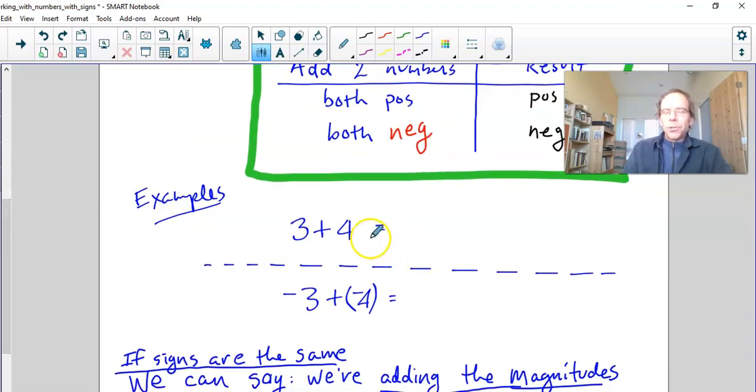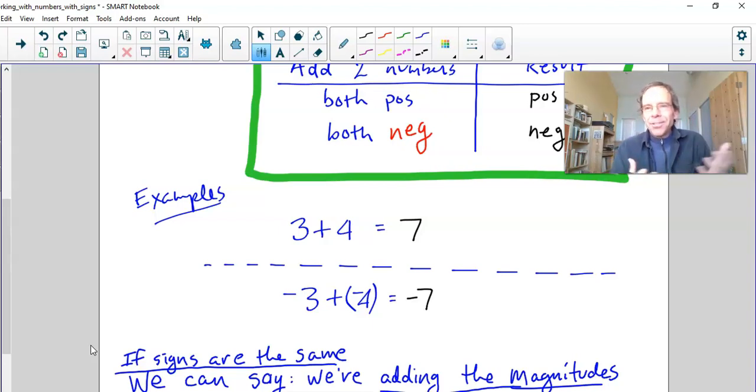So here's some examples. 3 plus 4, right? They're both positive. You're going to get positive 7. If they're both negative, you're still going to get 7, but the sign is negative because they're both negative. It'd be like saying you've got 3 electrons plus 4 more electrons, right? Those are those negatively charged particles. Then you'd have 7 electrons, which would be negative 7 in charge, right?